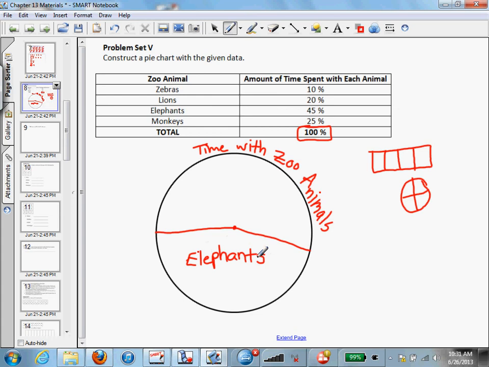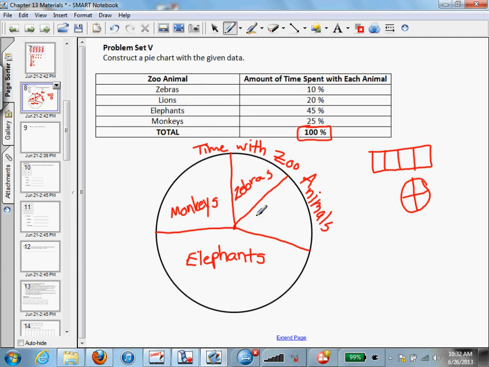Okay, next I like to deal with the monkeys because it is exactly 25% or 1/4. This is the monkeys. Okay, zebras and lions are going to make up the half that's left, with the zebras having 10% and lions having 20. So we want to make it look like the zebras have about half as much as the lions.